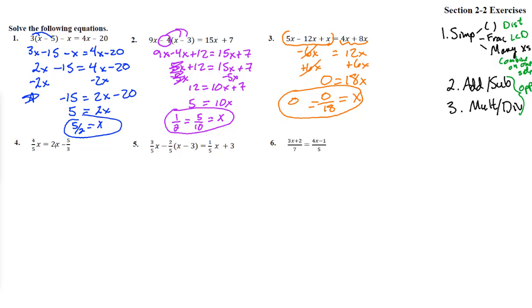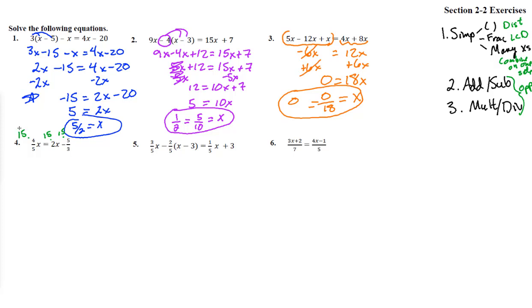All right, next one, number 4. 4/5 x equals 2x minus 5/3. Are there any parentheses? There are not. Are there any fractions? Yes. The secret to that is the least common denominator. So the least common denominator between a 5 and a 3 is a 15. So times by 15 at each term. So we times by 15 there.